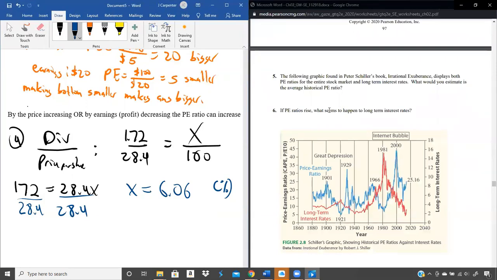Question 5, definitely not finishing this section, by the way, which is what I anticipated. The following graphic found in Peter Schiller's book, Irrational Exuberance, displays both the PE ratios for the entire stock market and long-term interest rates. What would you estimate the average historical PE ratio to be?